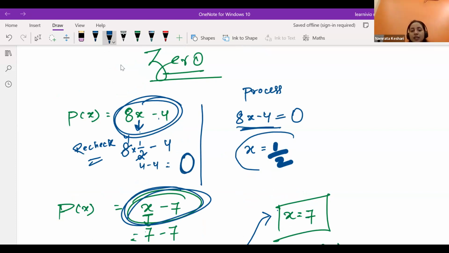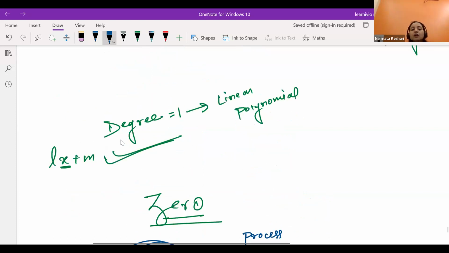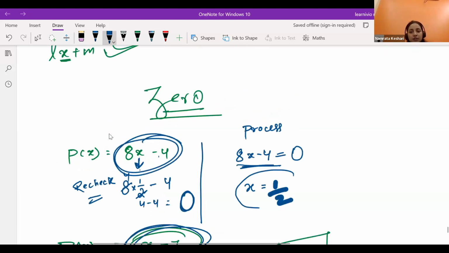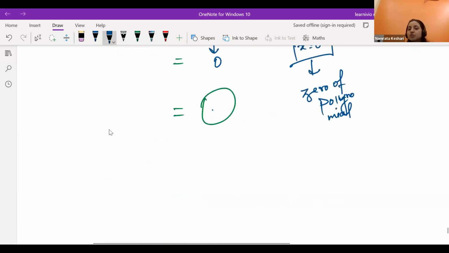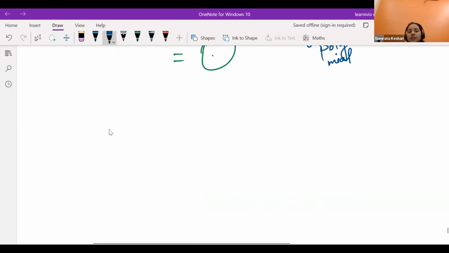So how will we be finding the 0 every time? Whatever polynomial will be given, we will take that equals to 0 and we will try finding the x value. Whatever x value we will be getting from there, that x value is the 0 of our polynomial. So we understood the meaning of the 0. We understood the process also. Yes or no? Yes, ma'am. Okay, now quickly, we'll be solving a few questions.